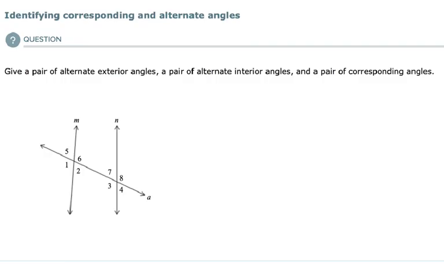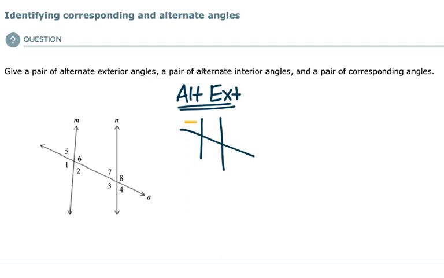Okay, we'll look at this last question. First, it asks for alternate exterior angles. So if you remember, when you have two lines running the same direction and a line that cuts them, the exterior is the outside of the two lines running the same direction. And when we alternate, it means we go one on top, one on the bottom of the line that cuts them. So we could have 5 going with 4, or similarly, you could have 1 going with 8.